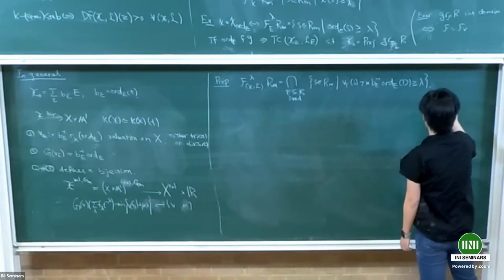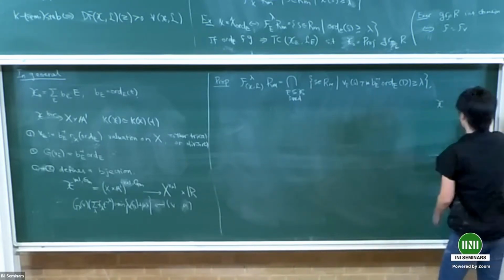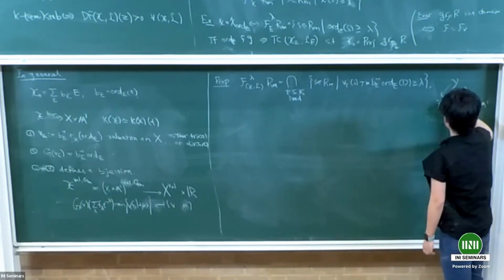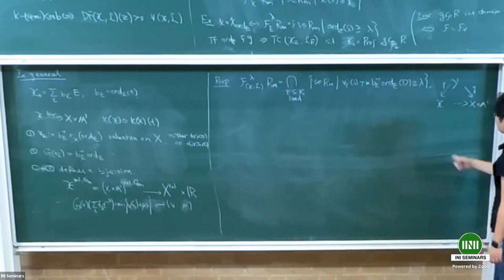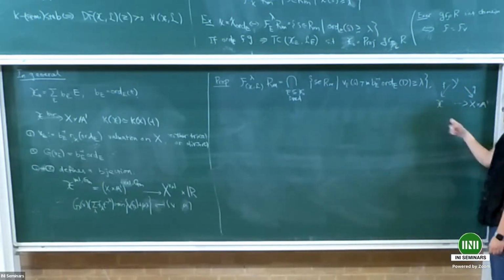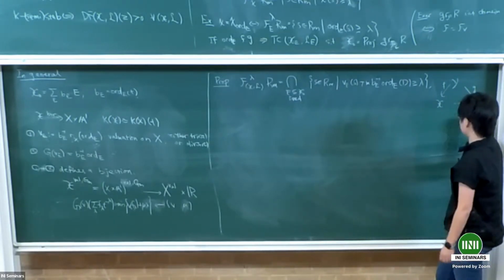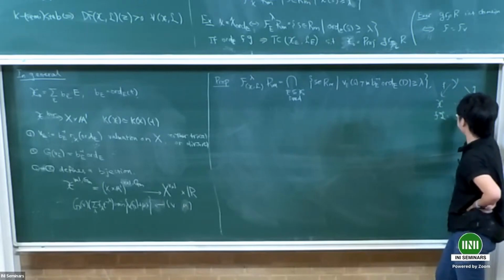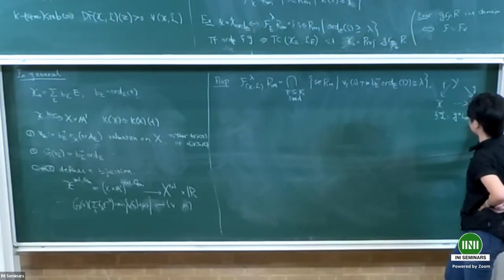You have your test configuration, it's birational to X times A^1, but these two can always be dominated by a third one, say with maps F and G. And this D is the difference between the pullback of L on this one and the pullback of the trivial line bundle on the trivial test configuration. So something like this.